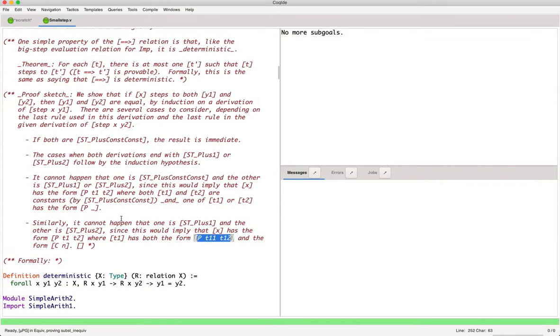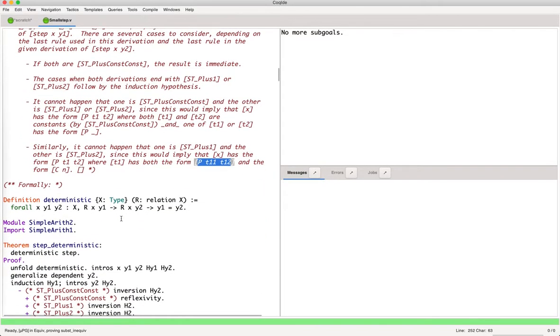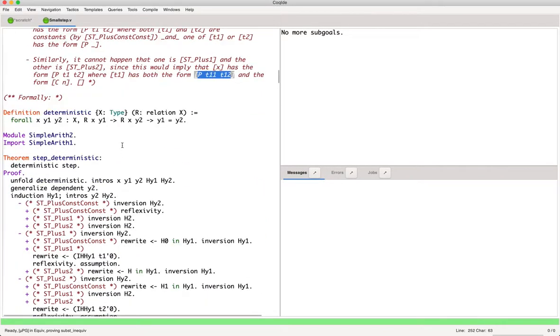We can formalize that by asking what determinism really means. This is a definition that applies to any relation over some type X. It's basically saying that if x is related to y1 and x is related to y2, then y1 and y2 have to be equal.